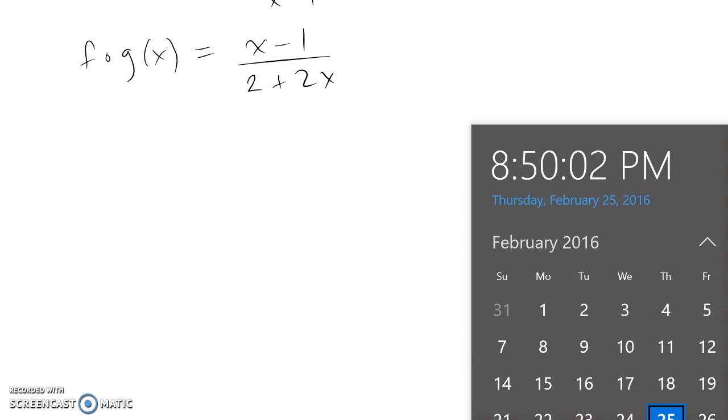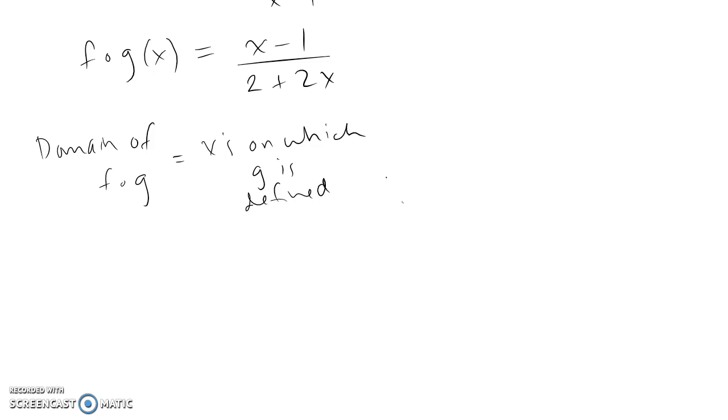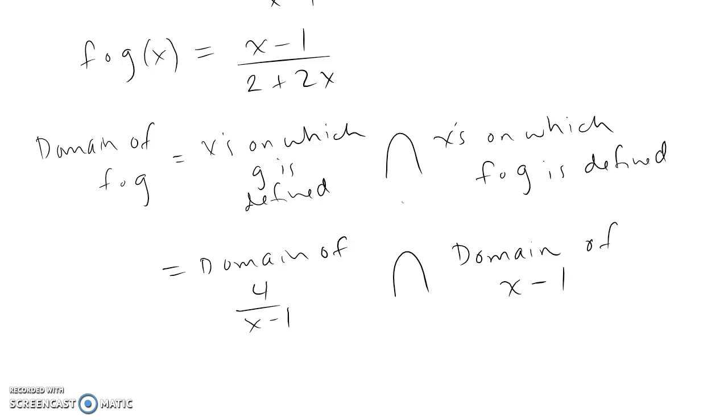Now I'm going to look at its domain. The domain of f of g will be the x's on which g is defined, intersected with the x's on which f of g is defined. That's the same thing as saying the domain of g, which is 4 over x minus 1, intersected with the domain of the final function, x minus 1 over 2 plus 2x. So what is the domain of 4 over x minus 1? It's all x's such that x doesn't equal 1. We're going to intersect that with the domain of x minus 1 over 2 plus 2x.